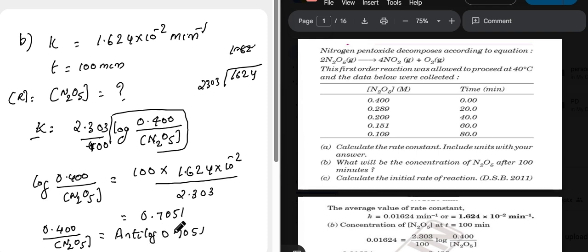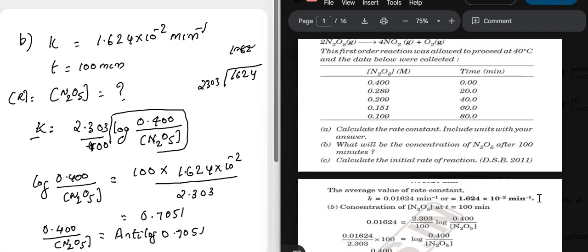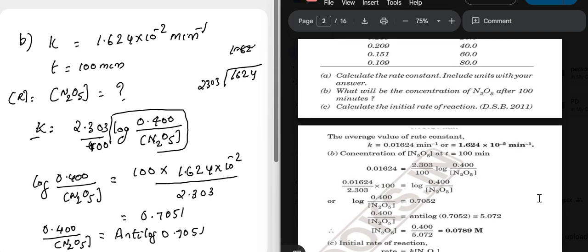0.7051. Again, don't worry, if the table is not given to you, you cannot find the anti-log using the logarithm table. They will be providing the anti-log value in the question paper itself. So when calculating the anti-log value, I'm just referring here: 0.7052 anti-logarithm is 5.072. So this is 0.400 by N2O5.